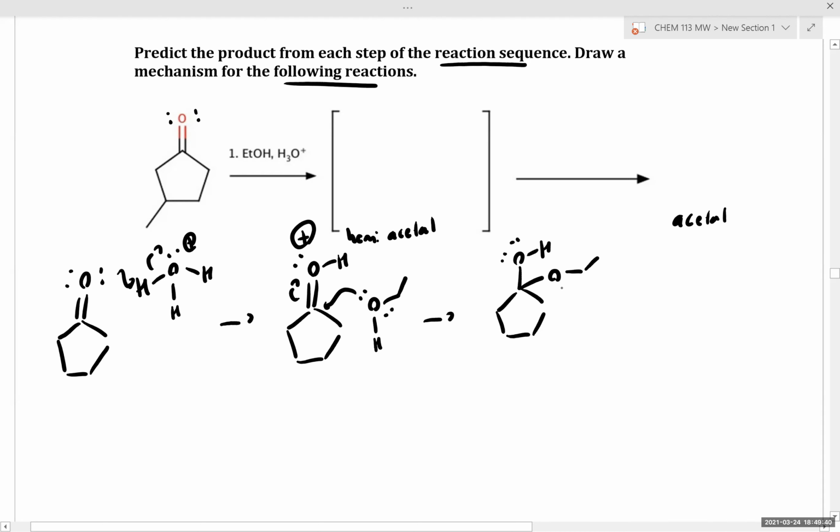Now, we're not quite done. What's our cleanup step to get our hemiacetal? Deprotonate the ether. Yep, that's one way to view it. So you deprotonate your ether, and that generates our desired hemiacetal. Yep, perfect. So we have our hemiacetal.